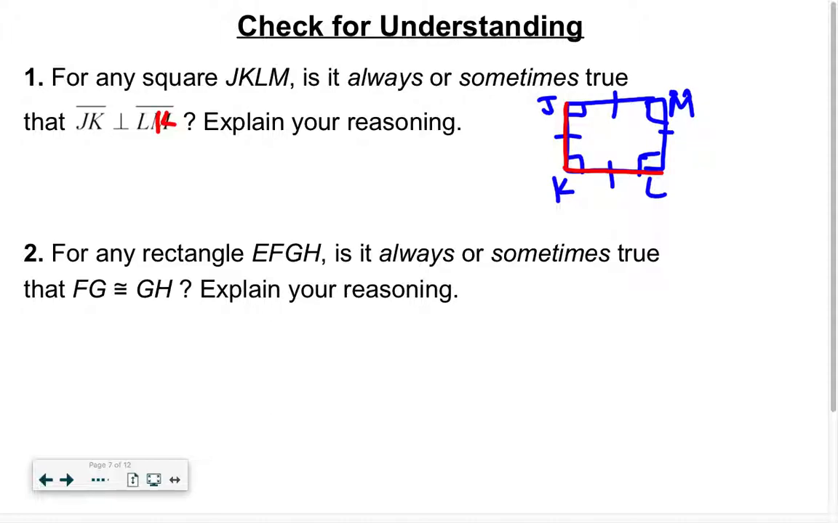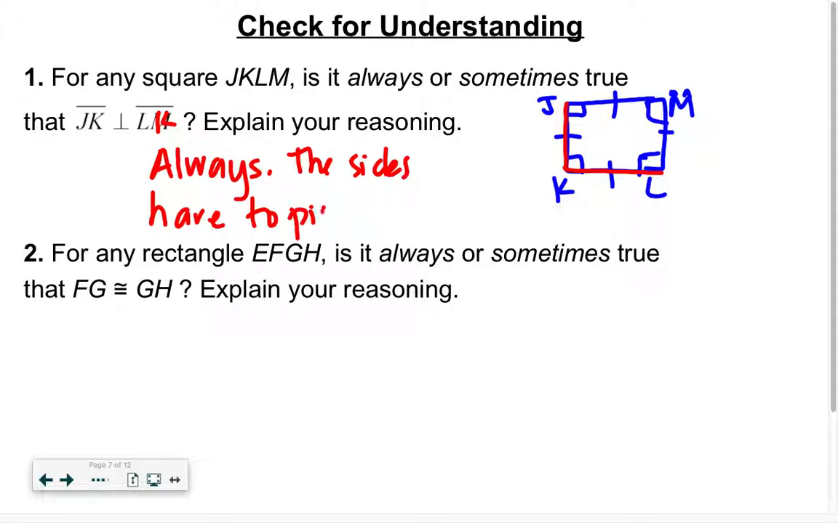Always true. Why? Exactly. Always true. The sides have to meet at a right angle. Yeah. Any square, all the sides are going to be perpendicular. Any of the consecutive sides will be perpendicular to each other. Same for a rectangle.